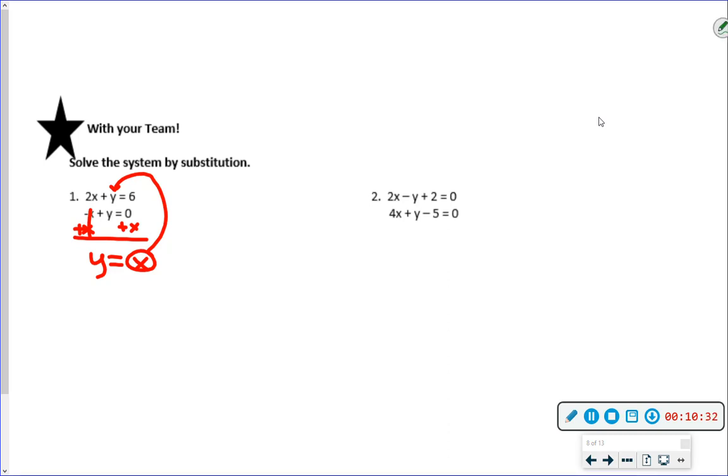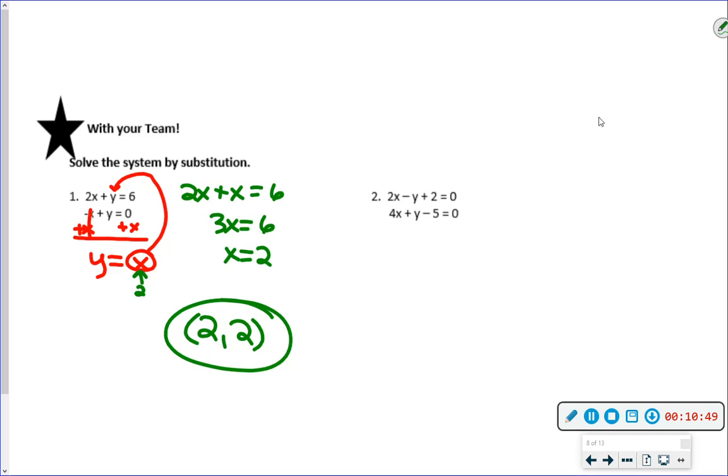All right, so my top equation, let's rewrite it. I replace the y with x. 2x plus 1x, 3x. x, do it in your head, 2. And of course, x and y are the same. That's our red equation. If you put a 2 in there, y is also 2. So 2 comma 2.